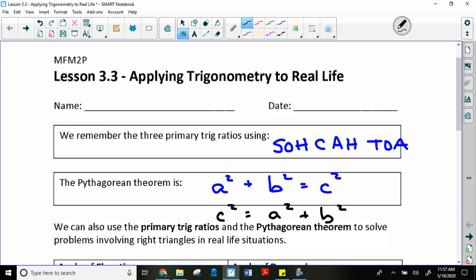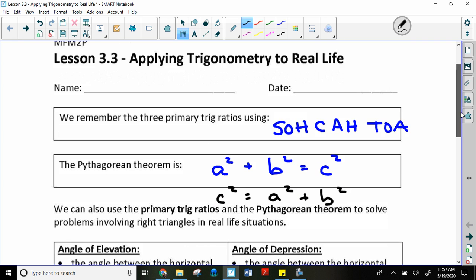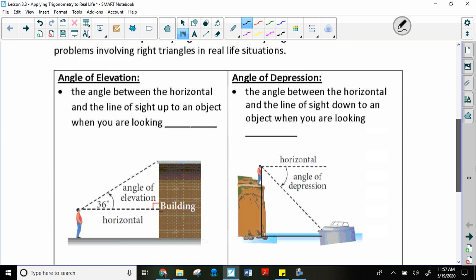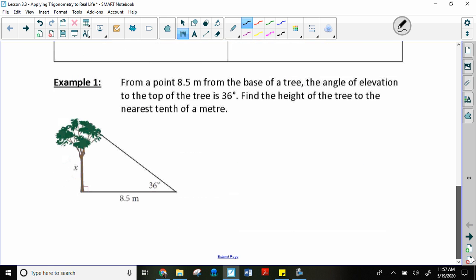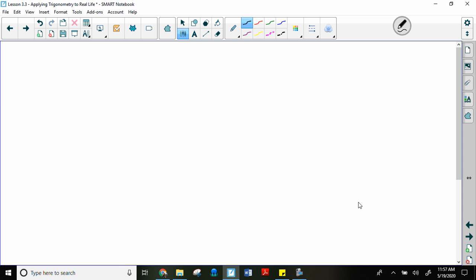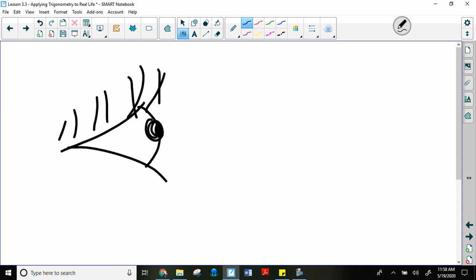Okay, we can use those primary trig ratios and the Pythagorean theorem to figure out problems such as angles of elevation or angles of depression. There is an important part of your eyeball. I'm going to draw an eyeball. If I have an eyeball, there's the eyeball, and he's looking out, and the ground is here, where they're going to be on the ground.